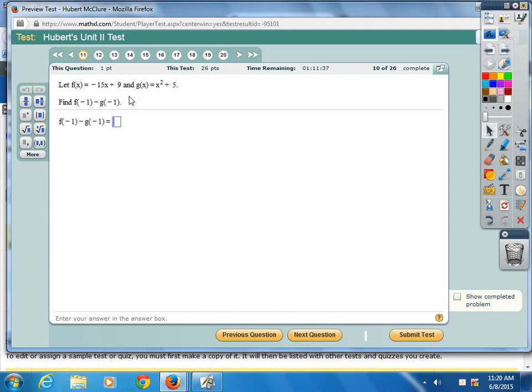Oh, this one says, that's too hard. I can't do that. Nope, I'm done. f of x is negative 15x plus 9, and g of x is equal to x squared plus 5. Find f, plug in negative 1, minus g, plug in negative 1.